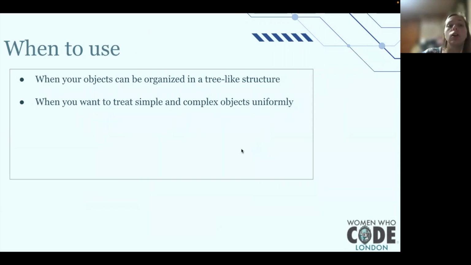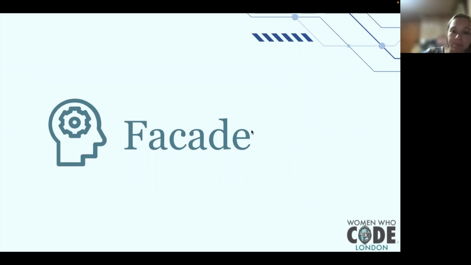When to use? When your objects can be organized in a tree-like hierarchical structure, and when you want to treat simple and complex objects uniformly. So like have a single method bonus or a single method get cost of the whole package and each object inside the package. Moving on, facade.